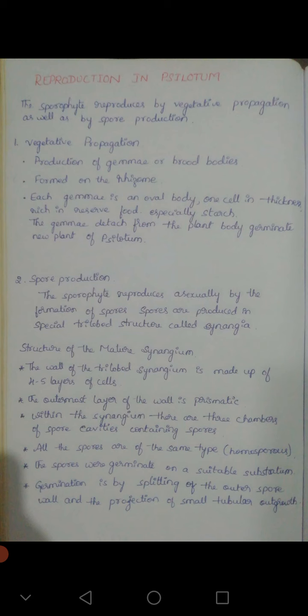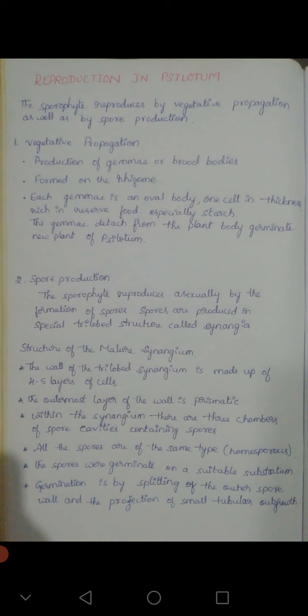Here the synangium is a trilobed structure. In those lobes we can see the spores inside. All the spores are of the same type, which means homosporous. Here the spores cannot be differentiated into male or female spores. The spores germinate on a suitable substratum.